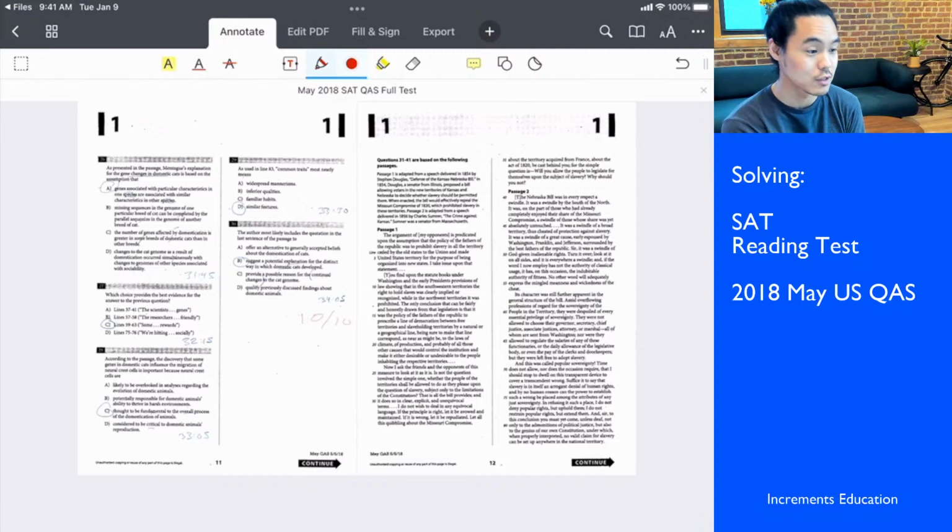Whereas literature has its own conventions, and then debates and speeches have their own conventions. So those two are kind of unique from the science passages, but the three science passages, regardless of what kind of science it is, still tend to follow the same conventions. That's why I call them the science passages.